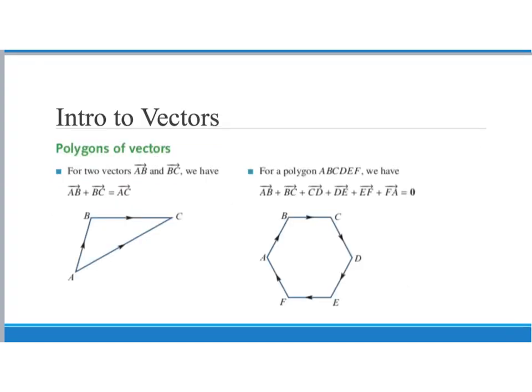All right, last concept in this video, I promise, because I know there's lots that's been in here. For two vectors AB and BC, we have AB plus BC is equal to AC, which we've done before. This is polygons of vectors, because obviously this then makes a triangle. For a polygon ABCDEF, we have AB plus BC plus CD plus DE plus EF plus FA equals 0. The reason they've got it equal to 0 is because it ends up at the same point. So if we think about AB and we go all the way around, they're going to say that it's equal to 0.